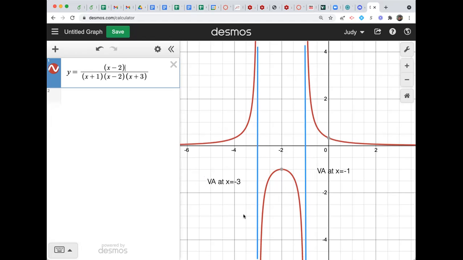So use Desmos, play around with it. Yes, use it to help you with your homework and your quizzes, but also think about it as a studying tool. If you can make a function, you can check your answer right on Desmos as well. And that's pretty cool. Okay.